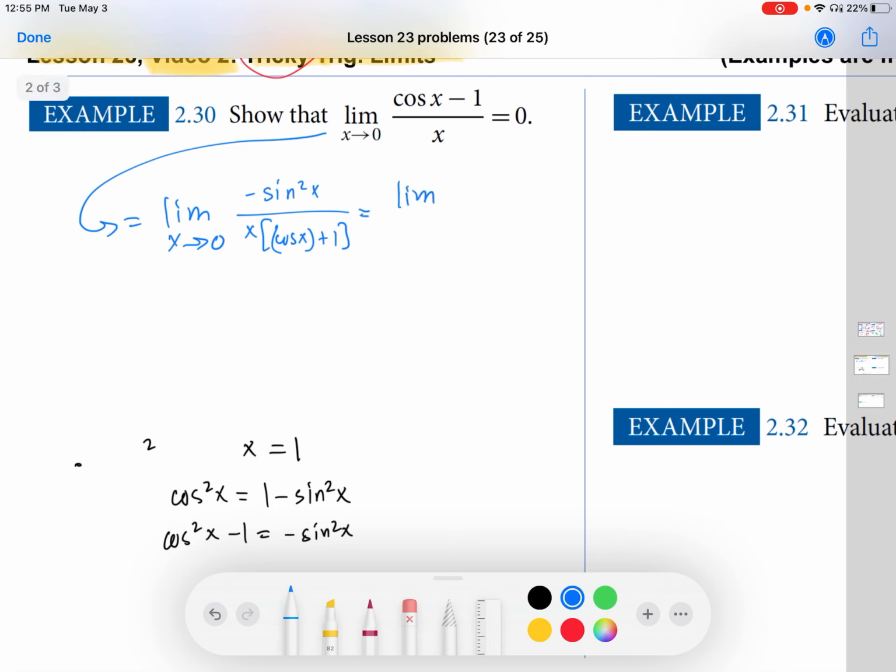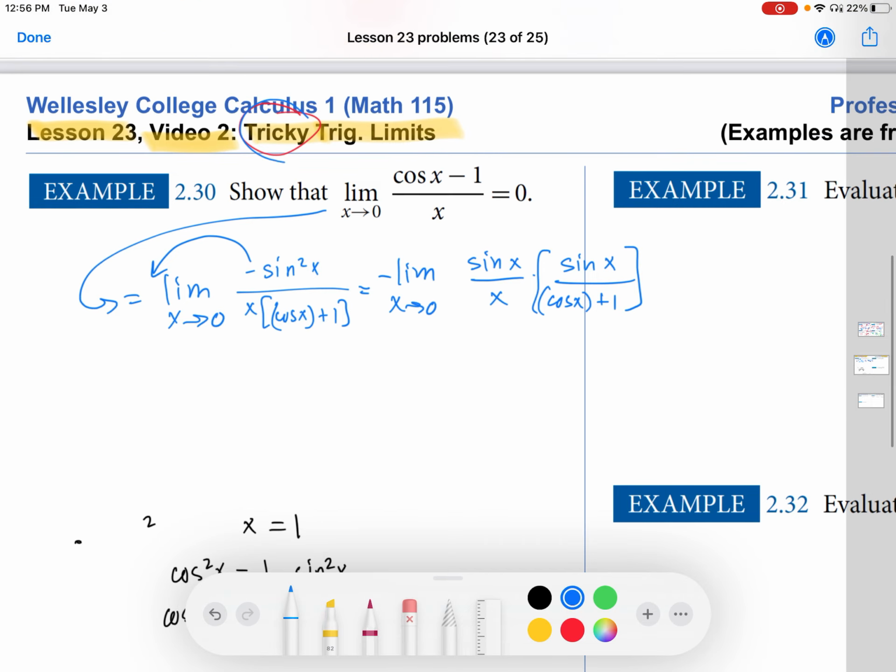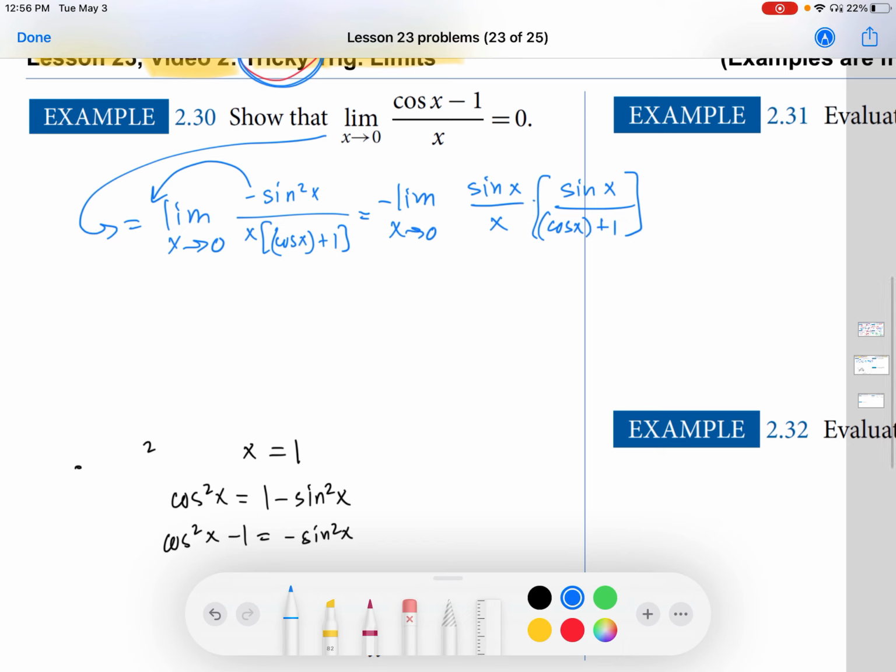Let me suggest, first of all, let's pull out the minus sign and put that one out front. And then let me suggest that we split up the function we're looking at into this very special form. Again, you might be thinking, how would I ever know to do this? There are two answers. Number one, this is a tricky trig limits video. Number two, now that you've watched the video, you've learned another technique. So going forward, you might think to do something like this.